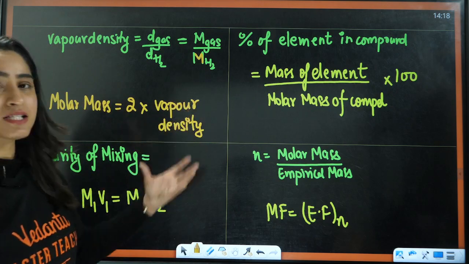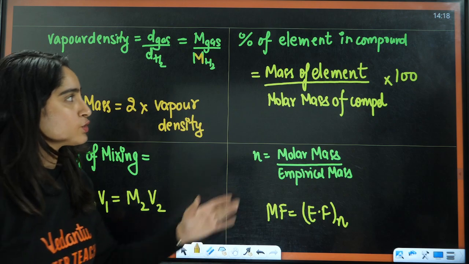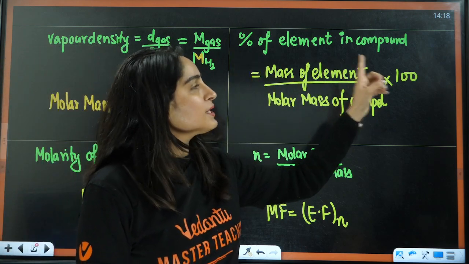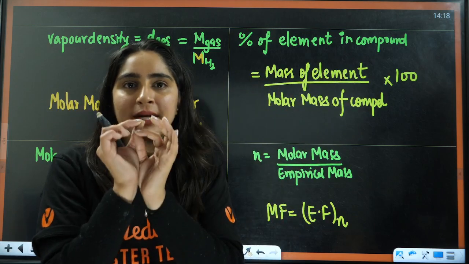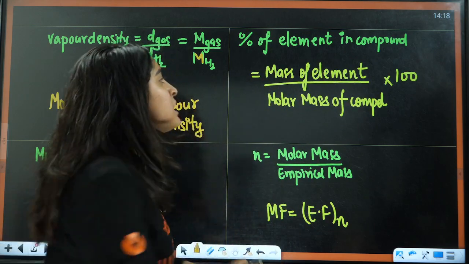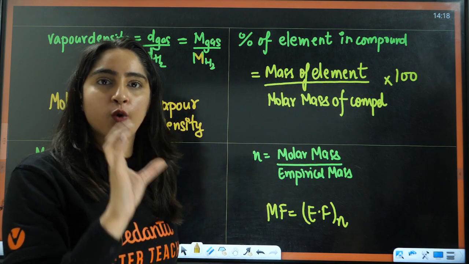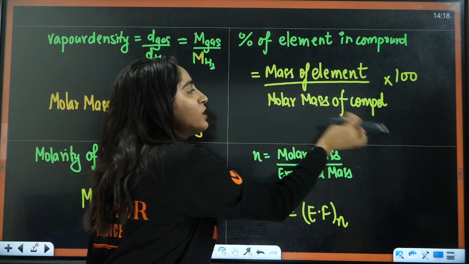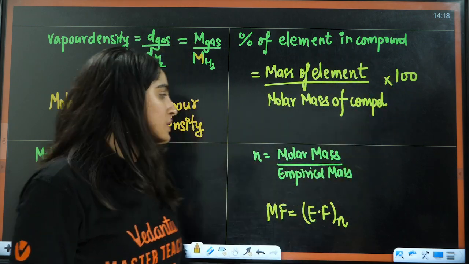Next we have, as the number of moles will be the same, that is why we have written N1V1 equals M2V2. Next is the percentage of an element in a compound. Suppose you have CaCO3, the percentage of carbon in CaCO3 will be the mass of that element, whatever element you want to check the percentage of, divided by the molar mass of that compound, into 100, because we are calculating the percentage here.